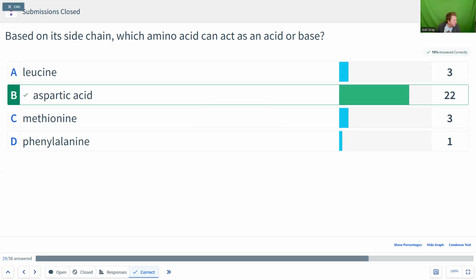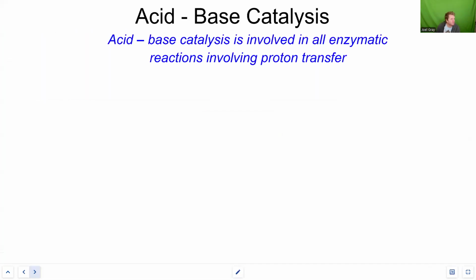Okay, now I'm going to show you this slide. Acid-base catalysis is involved in all enzymatic reactions involving proton transfer. So movement of a proton, donating, accepting.